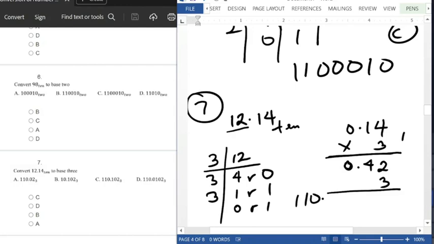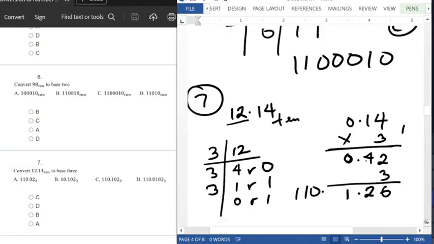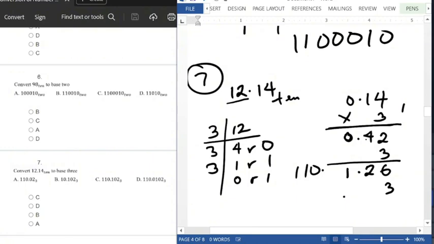3 times 2, that is 6. 3 times 4, that is 12. Point. We carry 1 to this place, right? So you still use 3 again. This one is in 3 decimal places. So this is the first one, second one. Let's check the third one. So 3 times 6 is 18. Carry 1. 3 times 2, that is 7. So which means we have 0.010. So that means the answer is 110.010.